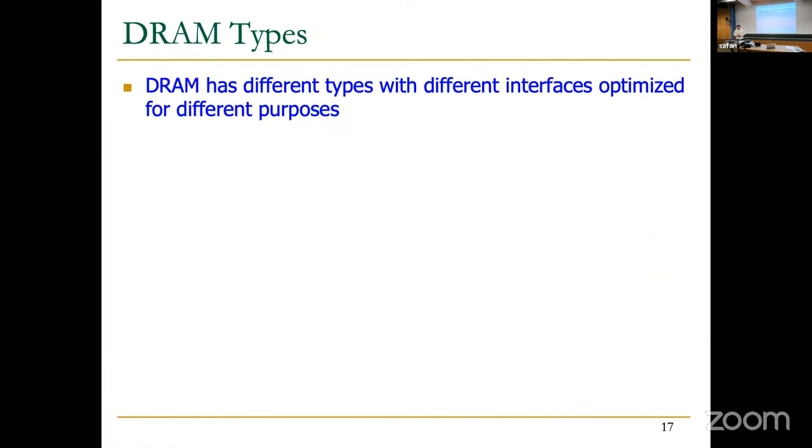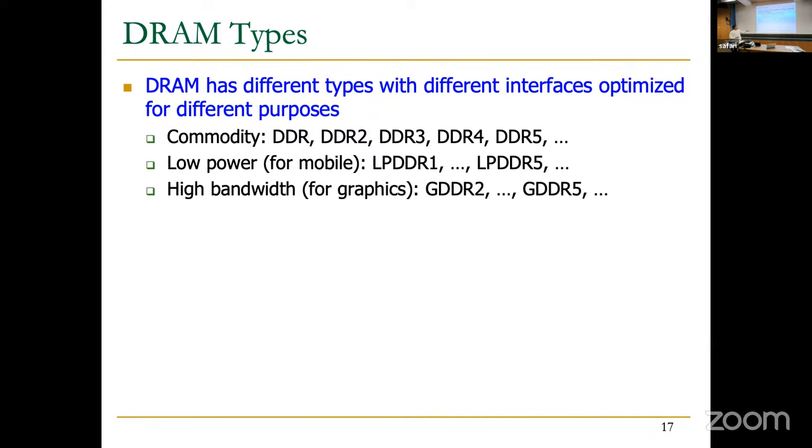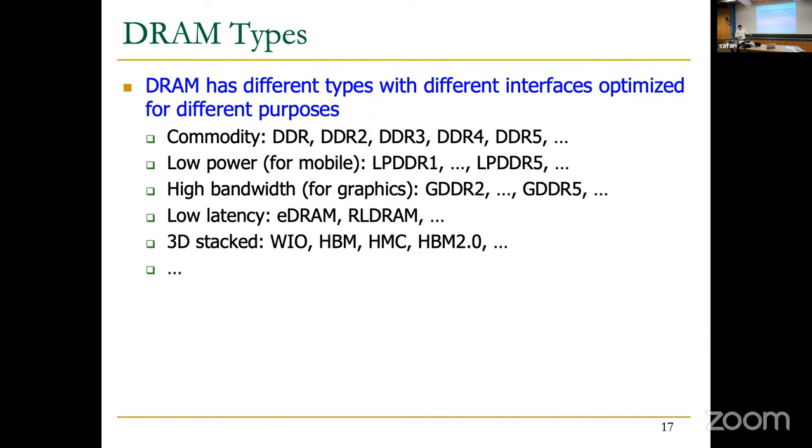Okay, now we come back to DRAM. There are different DRAM types. Different DRAM types have different interfaces optimized for specialized purposes. There's a large list of them here. Now, why do we have this? Because we customize our systems to applications, and we have been doing it more frequently recently. And when we customize systems, we tend to customize the DRAM to the application as well.